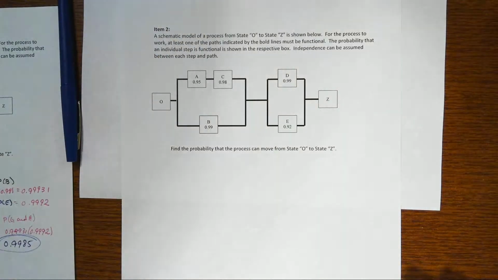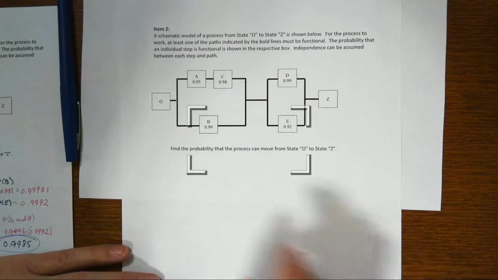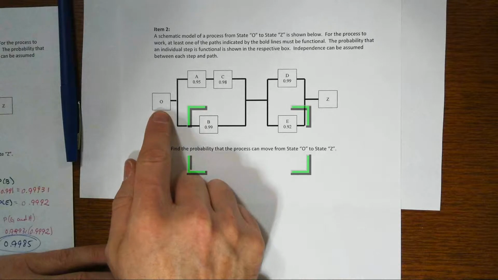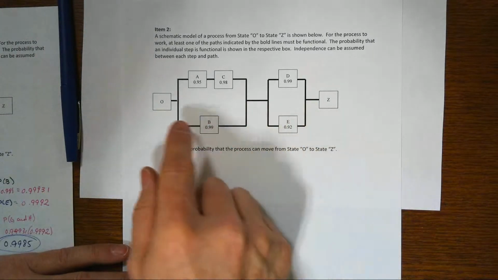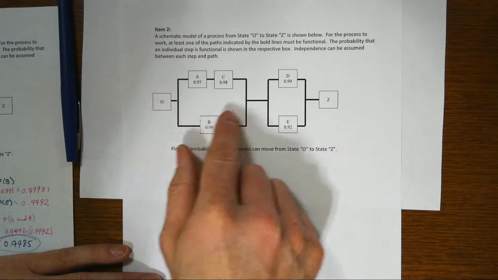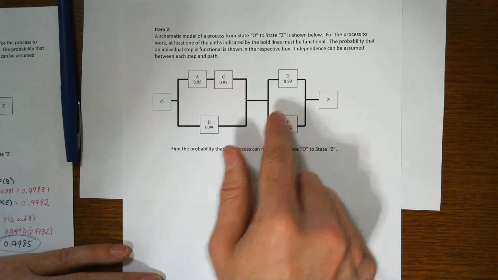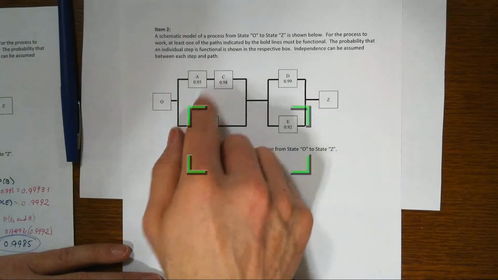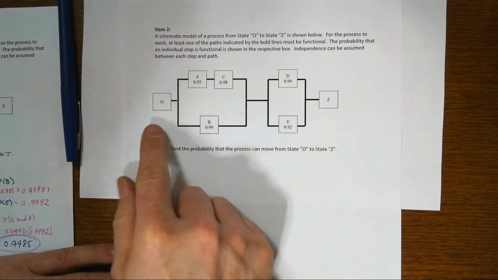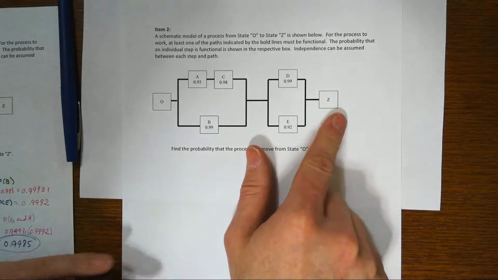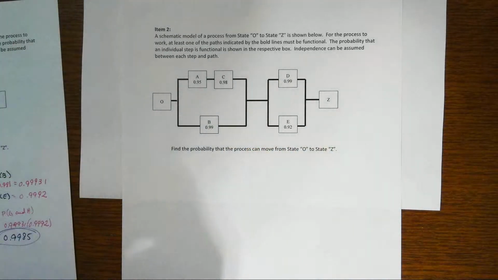In item number 2, we are looking at the likelihood that in this system we can go from the far left at state 0 to the final at state Z. The paths are such that we've got two major paths in sequence, but within each one of those major components there's a parallel set. We just have to be able to find one way to get through here successfully. That's what this model is setting up.